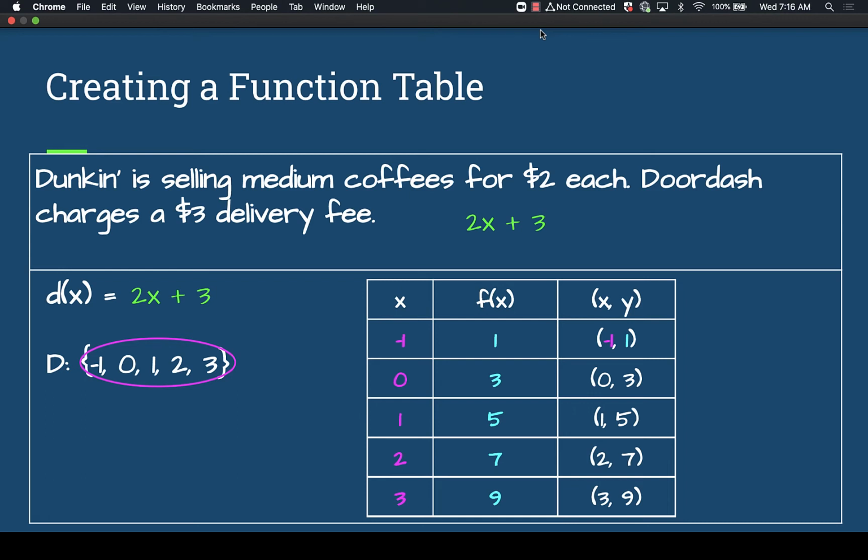Now it's your turn. Pause the video and do the first two sections of the student does side. So write your function for Starbucks coffee and then fill in your table using your domain and your range and create coordinates out of it. We will check your answers at the very end.